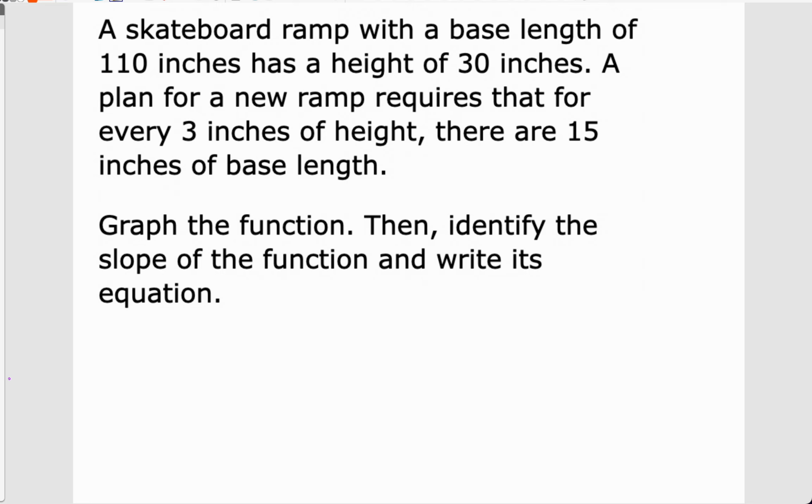This goes back to the one that we just did, the follow-up to the video. A skateboard ramp with a base of 110 inches has a height of 30 inches. A plan for a new ramp requires that for every 3 inches of height, there are 15 inches of base length. So they're changing the slope on us. 3 inches of height over 15 inches of base length. That is literally rise over run. 3 inches of height over 15 inches of base length. So rise over run, and we would simplify that to 1/5.